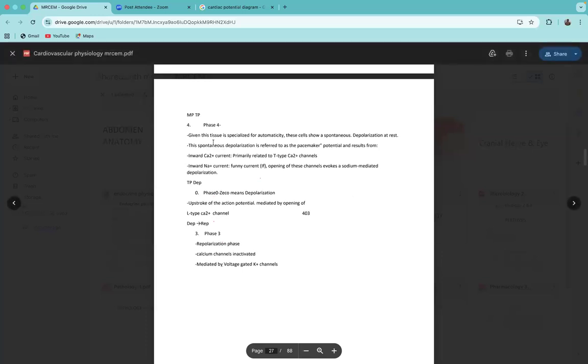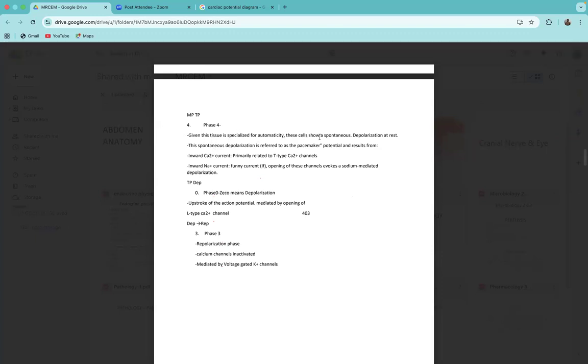Membrane potential phase 4. We have seen phase 4. Given the tissue, the specialized automaticity, the cells show spontaneity. During the spontaneity, the depolarization at rest, this spontaneous depolarization, is referred to as the pacemaker potential, which results from the inward calcium current, primarily related to the T type, or transient type, of calcium channel.